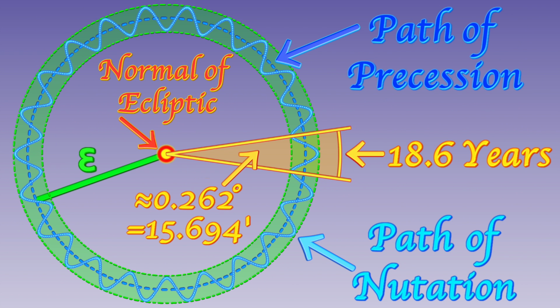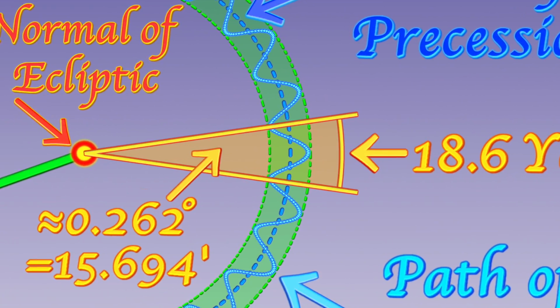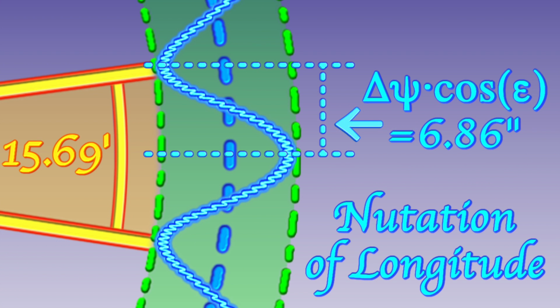The cycle has many components, but the dominant lunar nutation cycle has a frequency of about 18.6 years, indicating that about 1,376.34 nutation cycles happen for each precession cycle. There are two different components of the nutation waveform. The first is the nutation of longitude, which affects the movement of the equinoxes like precession. Longitudinal nutation can be thought of as the frequency of the wave, with half of a cycle being equal to about 6.86 arcseconds over 9.3 years.